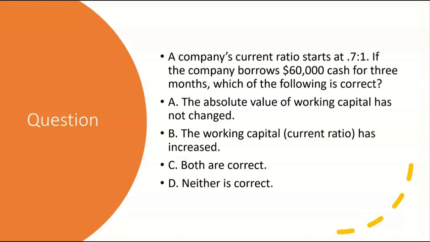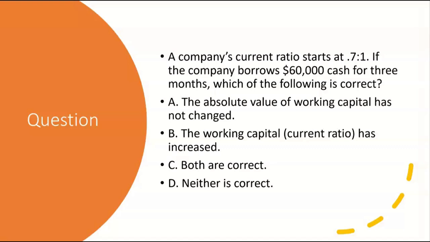Let's try this. A company's current ratio starts at 0.7 to 1. If the company borrows $60,000 cash for 3 months, which of the following is correct? A says the absolute value of working capital has not changed. That means the dollar amount of working capital stays the same before and after borrowing $60,000 for 3 months. Yeah, that's true, because cash goes up and so does current liabilities. Current assets up, current liabilities up by the same amount.